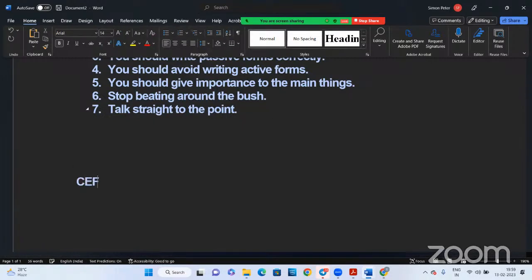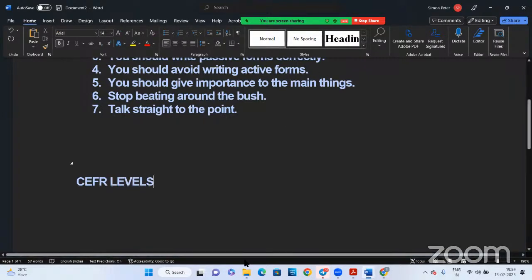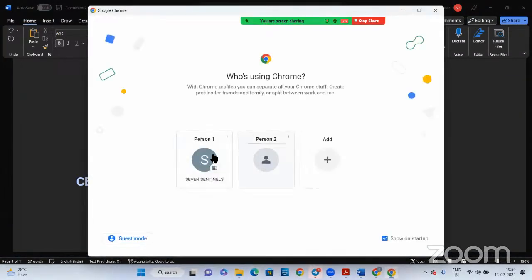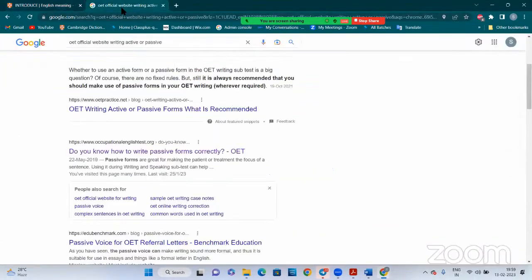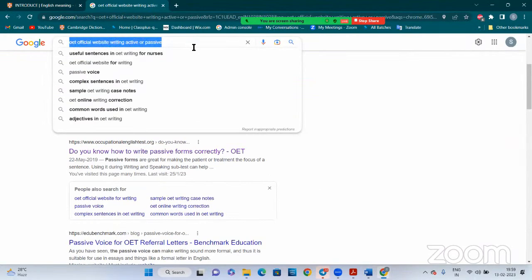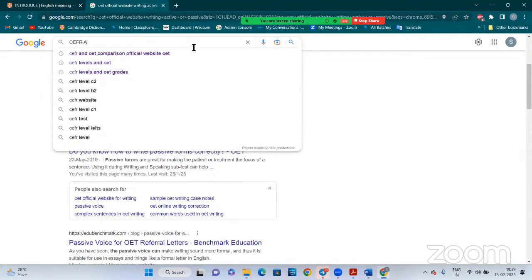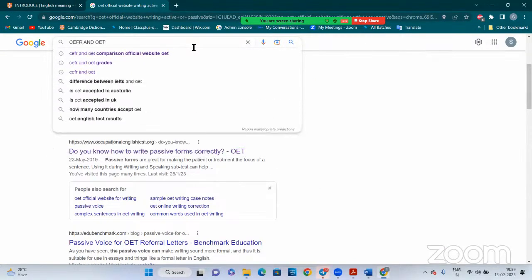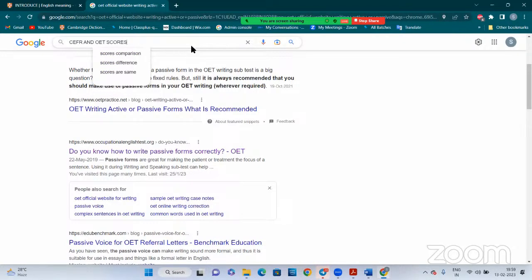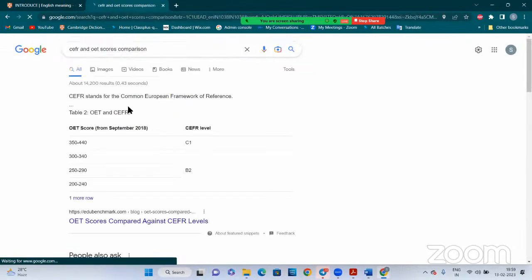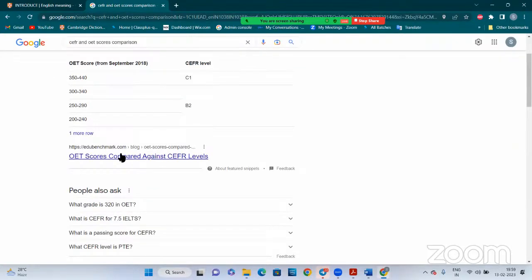CEFR levels. Now what are these CEFR levels? I will take you again to the official OET. Official OET, CEFR and OET scores comparison. So see, this is the official OET.